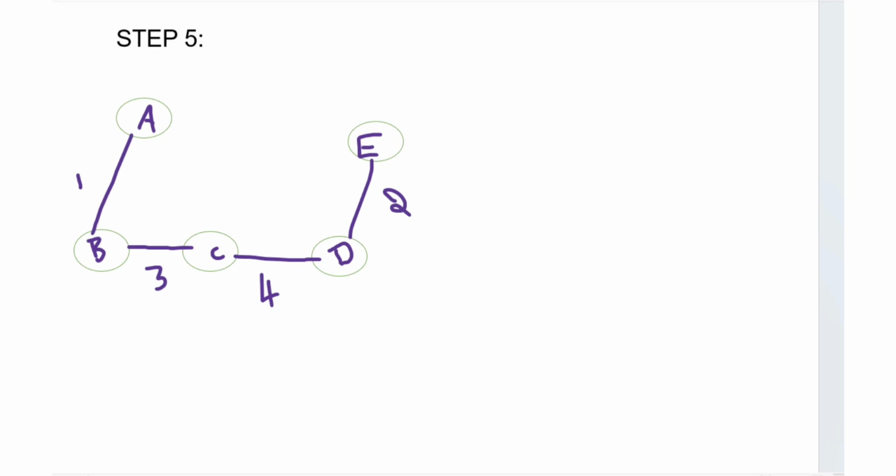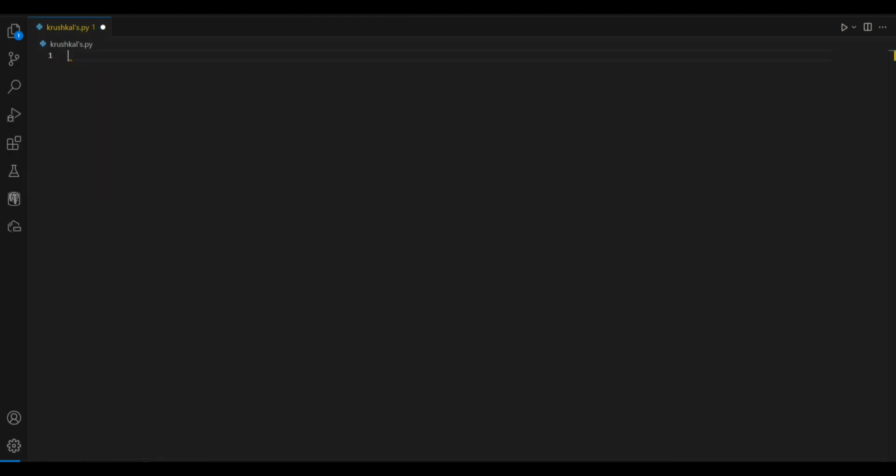The final minimum spanning tree obtained from the given weighted graph by using Kruskal's algorithm is A to B, B to C, C to D and D to E. The cost of the MST, the total weight, is 10. Now the number of edges in the tree equals the number of vertices minus 1, so the algorithm stops here. This is all about how Kruskal's algorithm works.